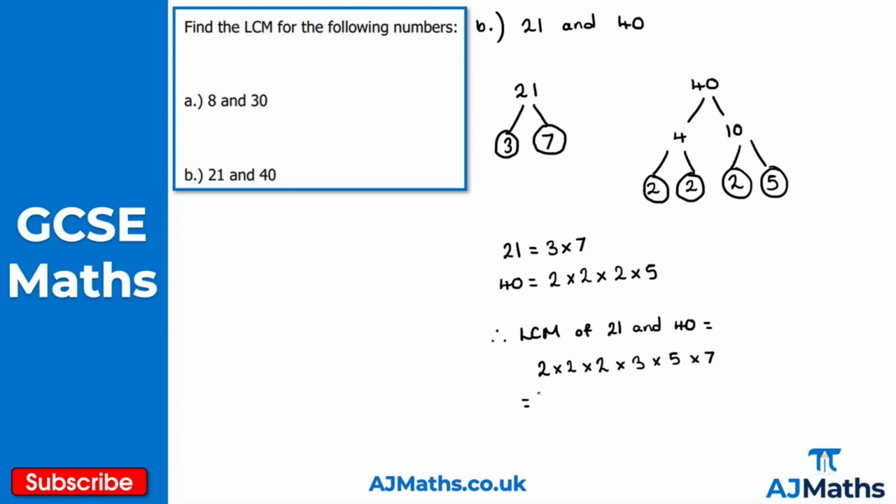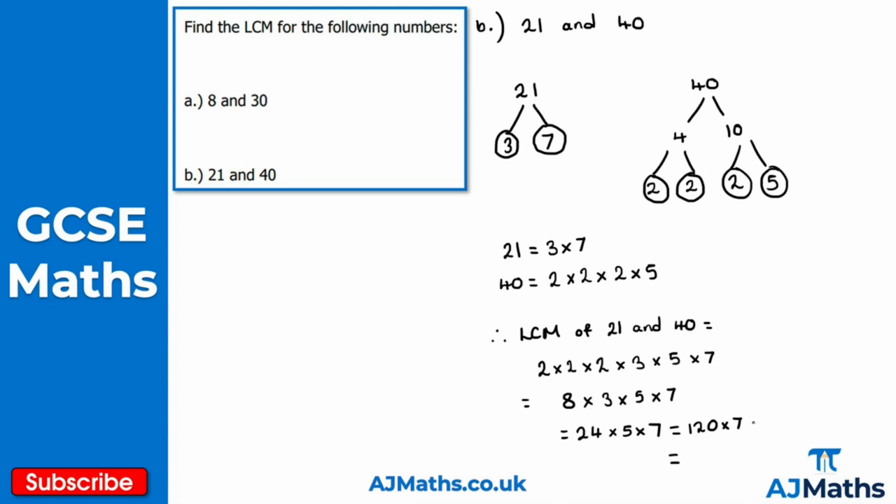So we just simplify this here. Obviously, if this was on a calculator paper, you could just put this into your calculator. If we're doing it by hand, well, I've got 2 times 2 times 2, so that's 2 cubed, which is 8. We then times that by 3, times that by 5, and times that by 7. Well, 8 times 3 is 24. Times that by 5, times that by 7. Well, 24 times 5 is 120. We've got 120 times 7.